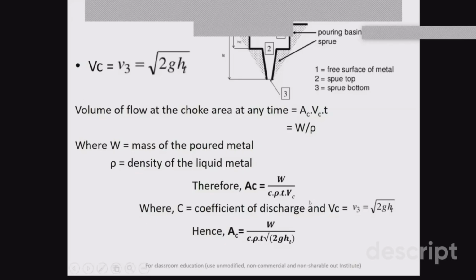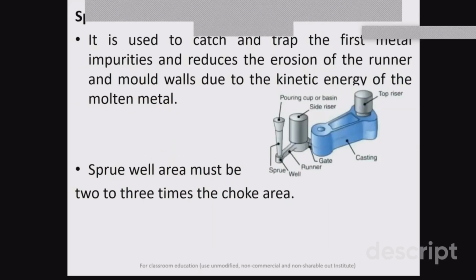Now, why is this coefficient of discharge coming? There will be different types of losses, such as frictional losses, which come into the picture, and this coefficient of discharge will play its part in this equation. And with the coefficient of discharge, V_C, you already know, is equal to root 2gh_t. So now you replace this term V_C by root 2gh_t. So your final expression of choke area will be W by C rho t under root 2gh_t. So this is very easy to calculate the choke area.